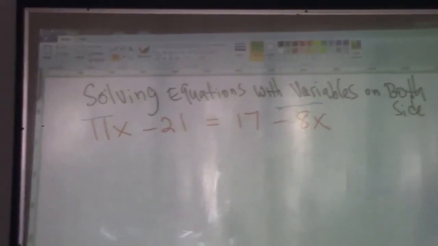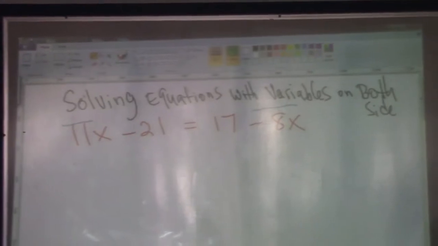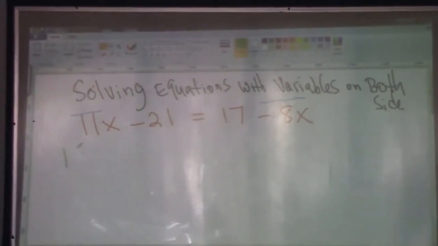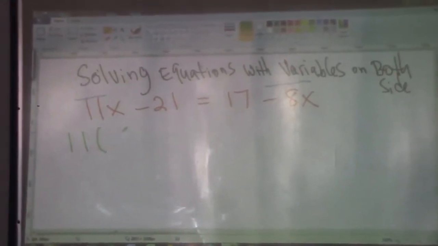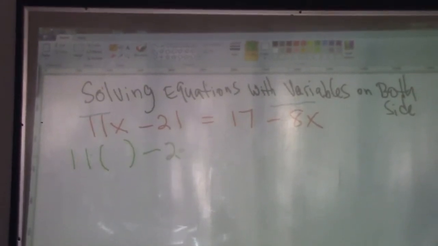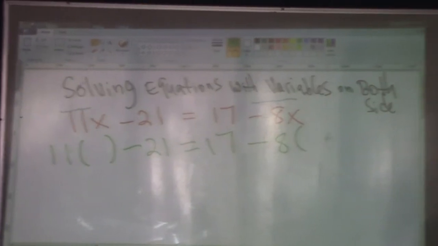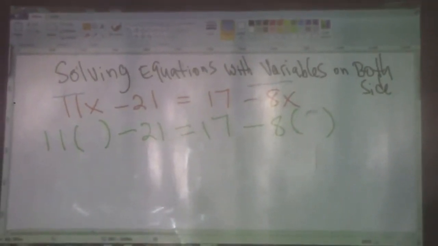Okay, this is the same problem. What we're going to do is our check on the same problem. To do our check, all we do is take our original problem and rewrite it, but wherever we see an x, since we said x was 2, we're going to put, inside parentheses, a 2. Put our minus 21 here equals 17 minus 8. And then I'll put parentheses here. And inside there, as we said, our answer was 2. We're going to go ahead and put a 2.